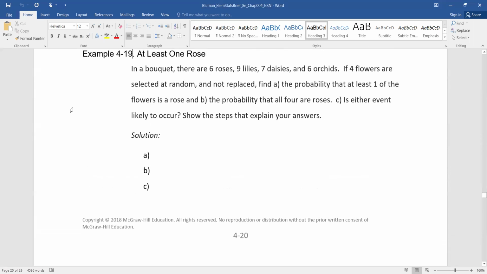So in example 19, it says at least one rose. In a bouquet, there are six roses, nine lilies, seven daisies, and six orchids. If four flowers are selected at random and not replaced, we want to find the probability that at least one of the flowers is a rose. So it'd be better to find the probability of at least one rose, which would be the same answer as one minus no roses.